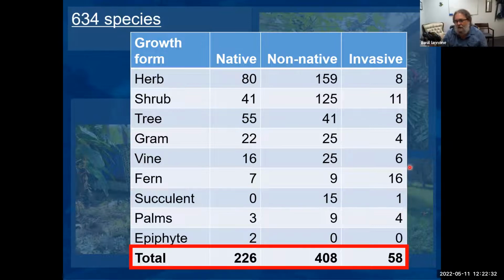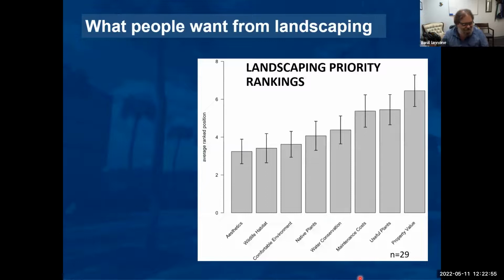So right away, what can we do to design a better urban landscape? Well, promote native plants that aren't going to become invasive, and let's start working with homeowners to get rid of these invasive plants and educate them on the negative impacts of these invasive plants. I thought 58 invasive species was pretty high considering we only sampled 30 yards, so something to think about.